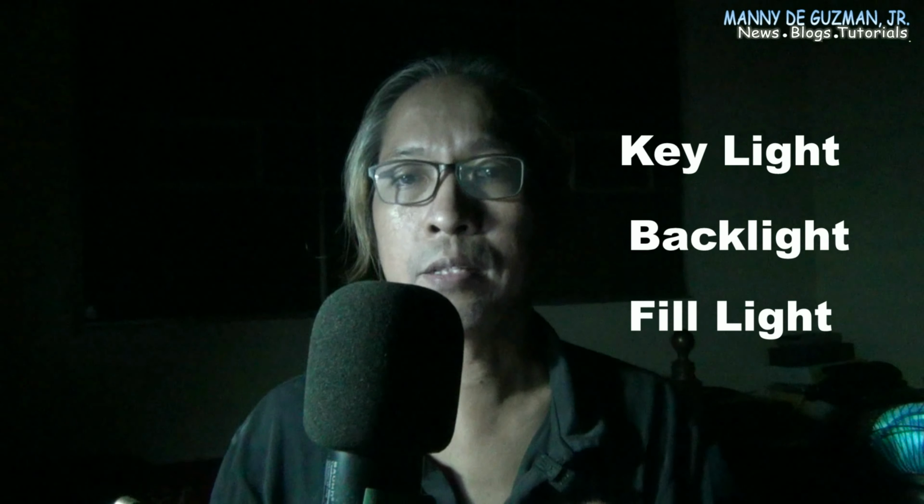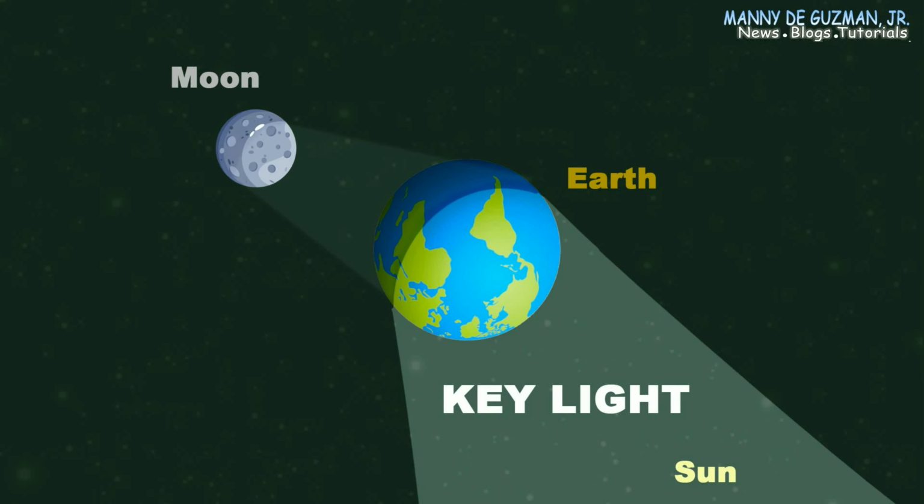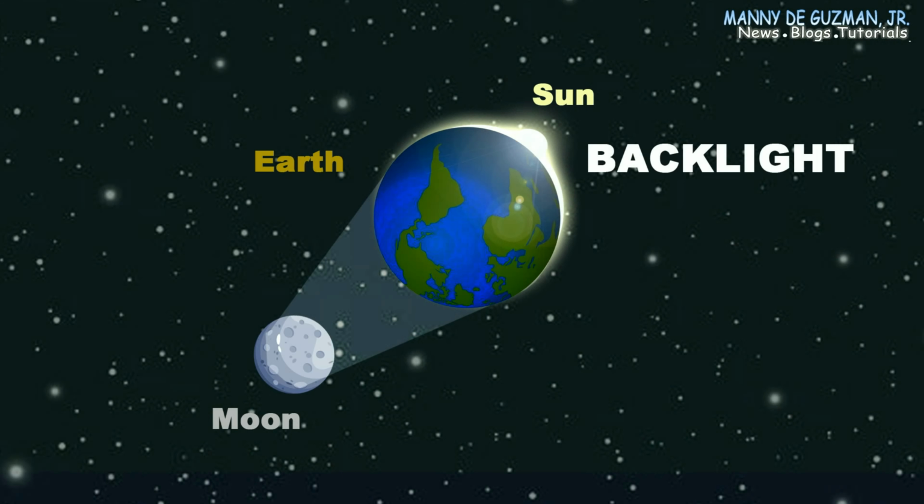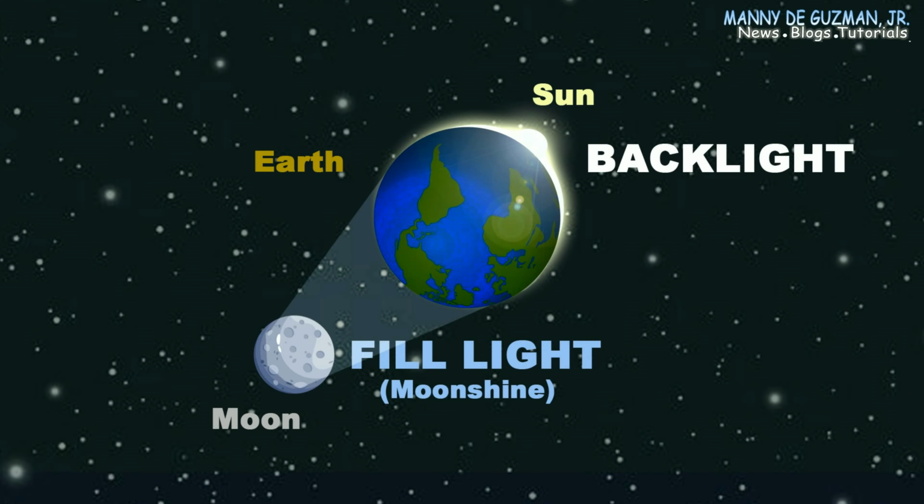I would like to talk about the three types of studio lighting that are also applicable to astronomy and space photography. Okay, so first we have the key light, the backlight, and the fill light. So the key light is when the sun is shining directly in front of the planet Earth, where the sun serves as the main lighting. Earth is backlighted when the sun is behind, with the moonlight serving as a fill light or reflected light.